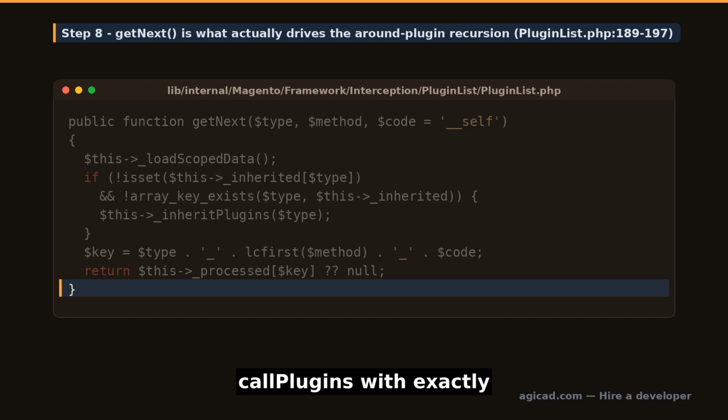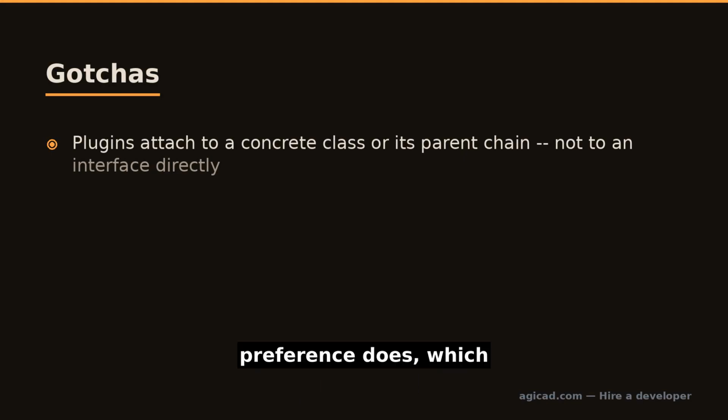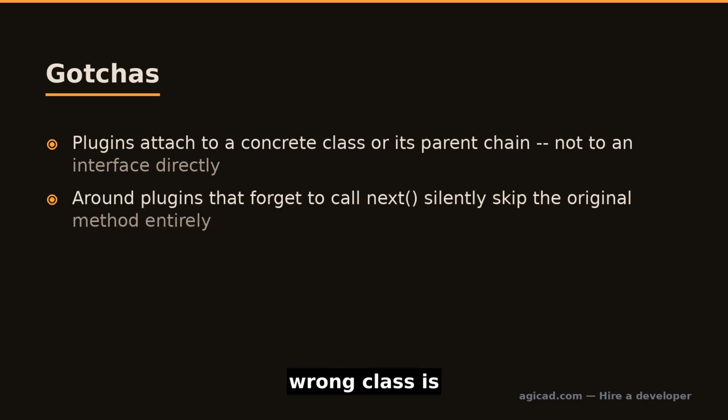A few things trip people up here. Plugins attach to a concrete class, or something in its relation chain, not to an interface the way a preference does, which is why plugging an interface method sometimes silently does nothing if the wrong class is targeted. An around plugin that never calls its next parameter isn't just skipping the original method's side effects, it's skipping every plugin still queued after it too, which is a common source of half-working extensions.